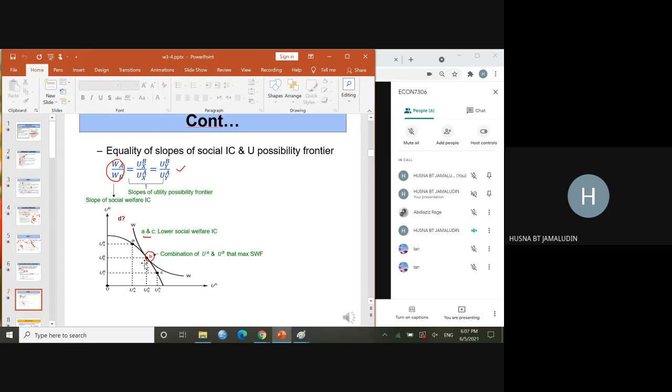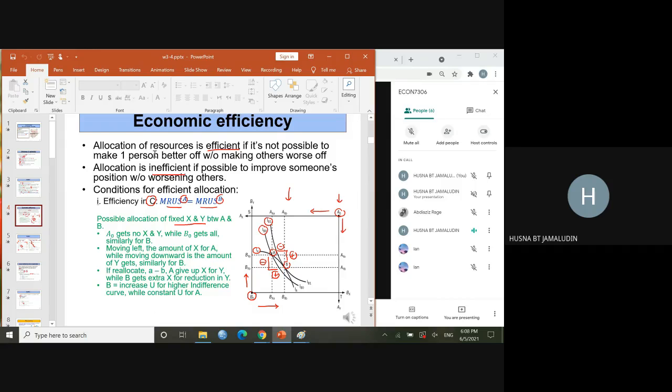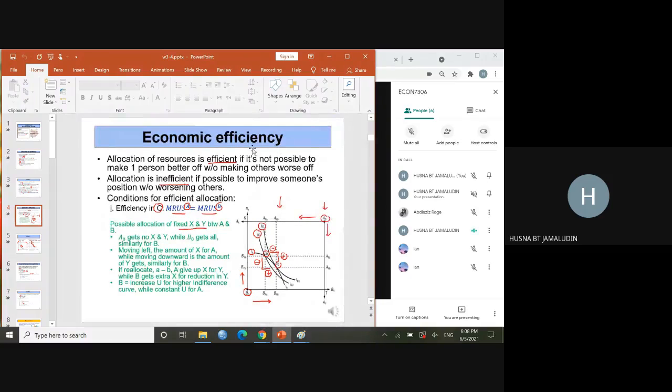Before we arrive at this point, definitely we have derived it from economic efficiency. There are 3 conditions to have economic efficiency or efficient allocation. You have to satisfy efficiency in consumption. When we talk about consumption, you are allocating between good X and good Y. This is the first requirement for efficiency.